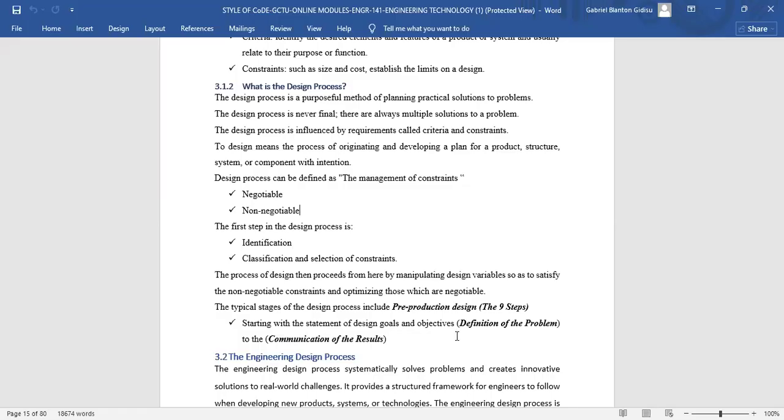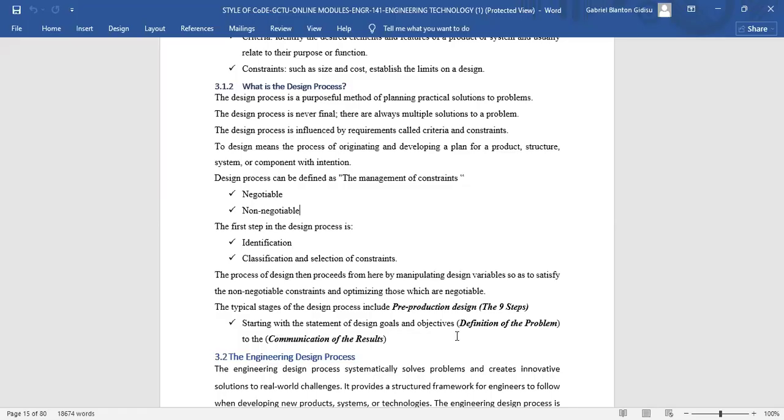Typical stages of the design process include pre-production design. Pre-production design is the initial stage you go through. Whilst you have not started the production yet, you go through a lot of work. For example, you do simulation to test and see. It's a pre-production design process.